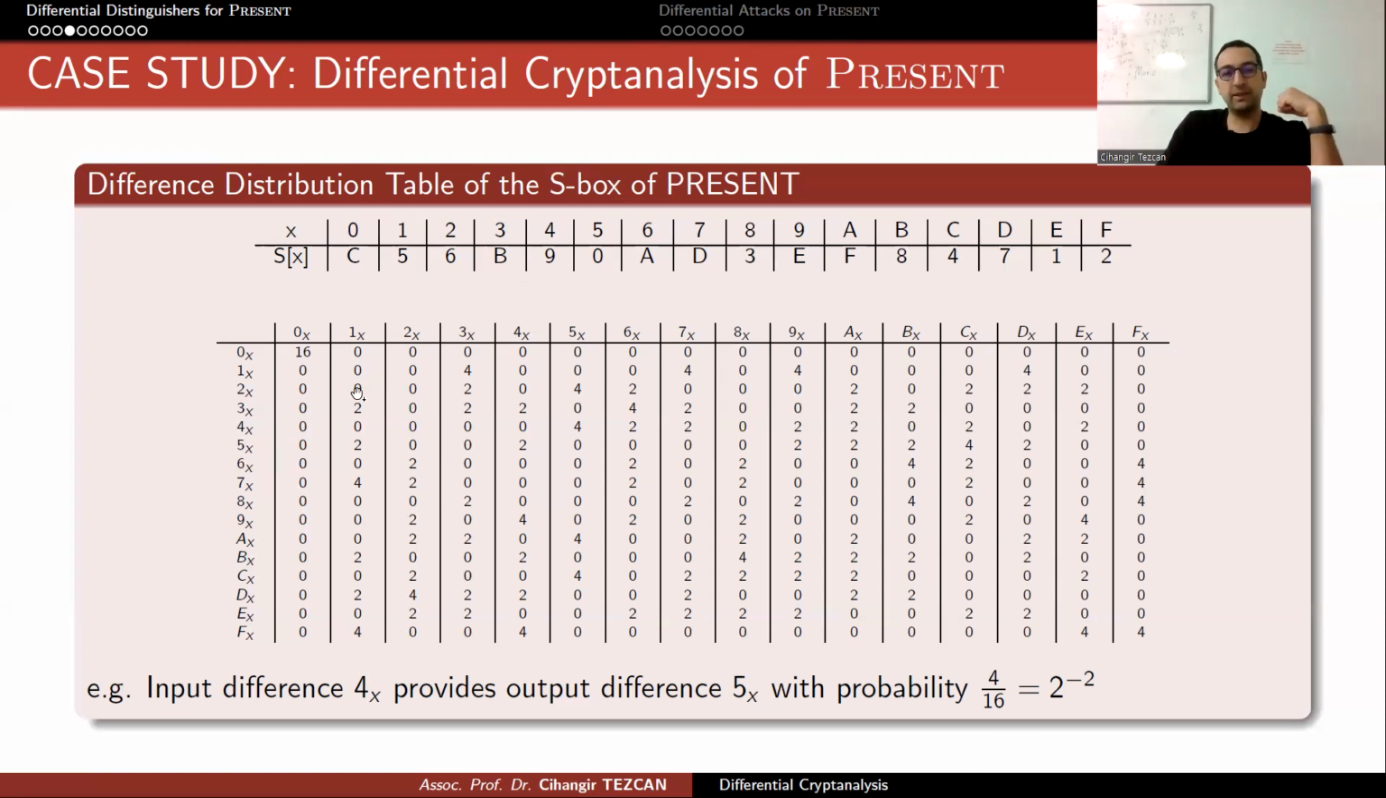So some things are impossible, so we observe zeros. But since we can choose x in 16 different ways, we will observe 16 outputs, right? So the sum of the values in a row has to give you the value 16. Also, the sum of the values in a column has to give you 16. Okay? So, as I said, as a designer, I want to have very small values here.